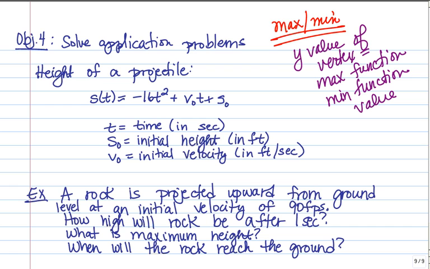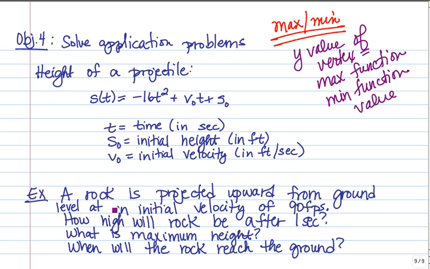So let's look at a problem and then we'll be done with this video. It's to solve application problems, and the general application in here is dealing with the height of a projectile, though anything would work here. S of t is equal to negative 16t squared plus v sub 0 t plus s sub 0. T is time in seconds. S sub 0 is the initial height in feet, and v sub 0 is the initial velocity. This is a lot of times given to you, but just so you know the general form of that equation. That negative 16 has to do with the gravitational force on the Earth.